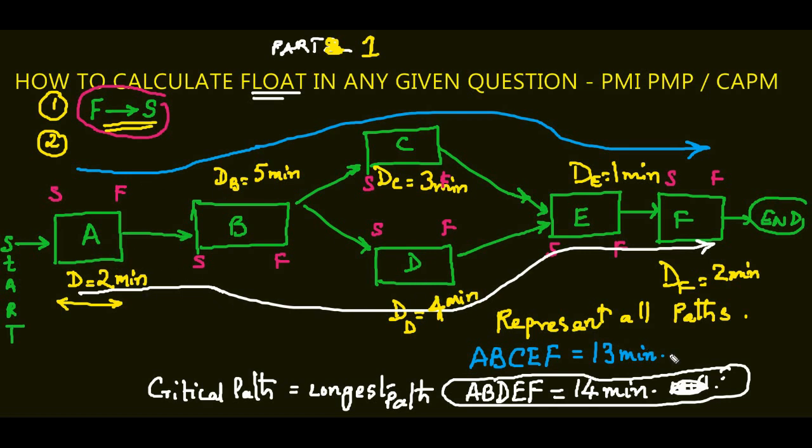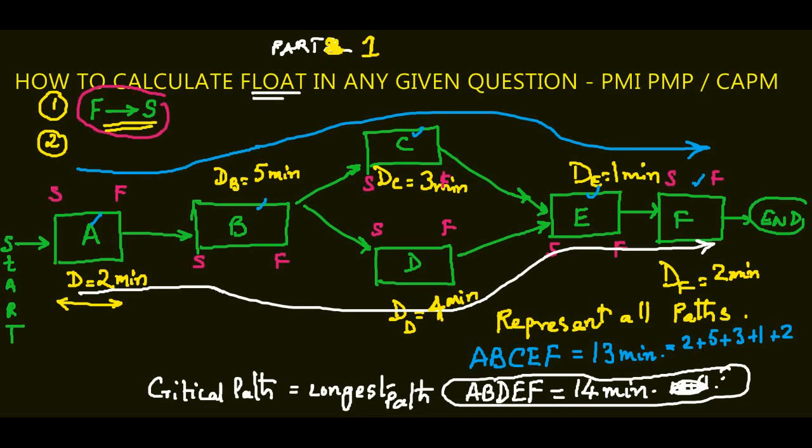Now let's say, how did you get 13? Because afterwards you will forget how you got 13. 13 is like this. It's 2 plus 5 plus 3 plus 1 plus 2. 3, 6, 11, 13. I'm talking about this one, this one, this one, this one, and this one.